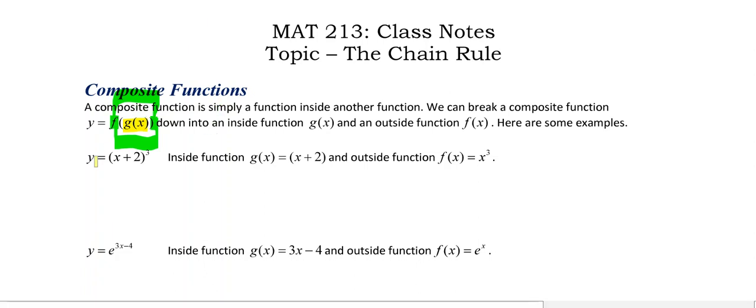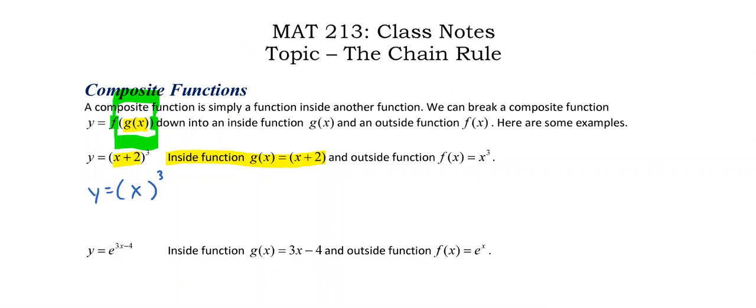In this first example, what's inside the parentheses would be my inside function. So the inside function is x plus 2. The outside function would be what we obtained if we simply wrote this with nothing in the parentheses, and then we just put an x in there. So x cubed would be the outside function f of x.